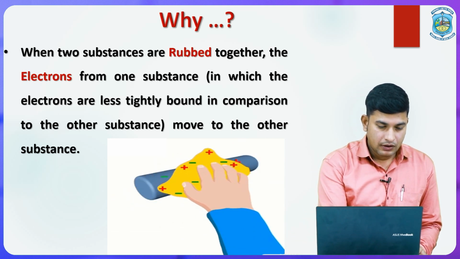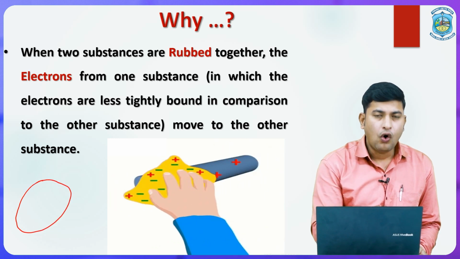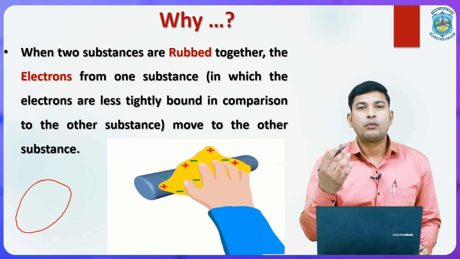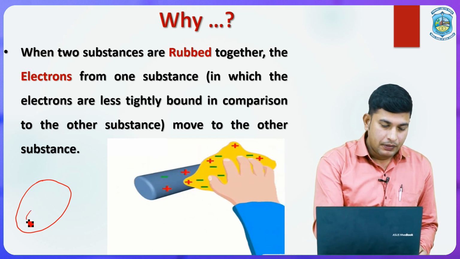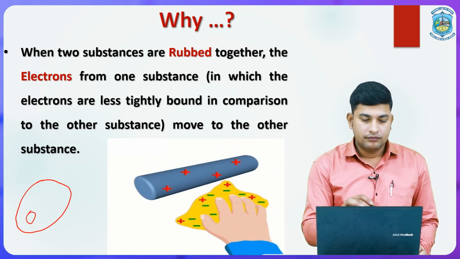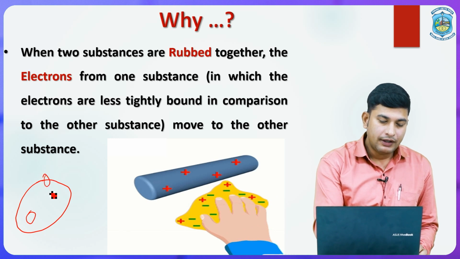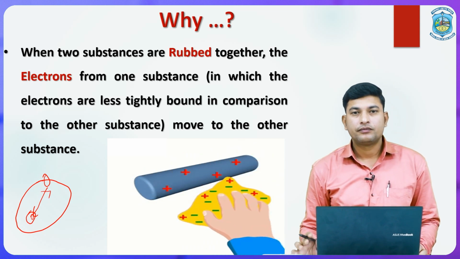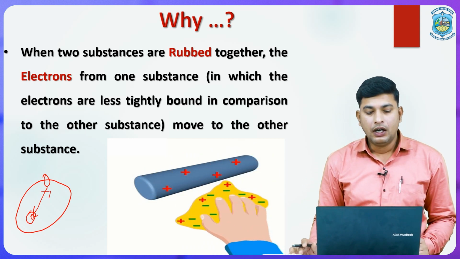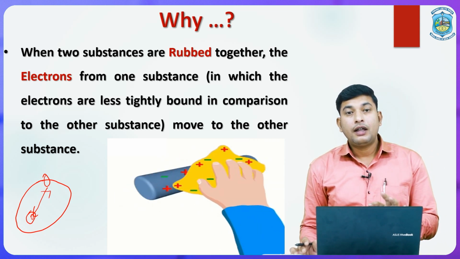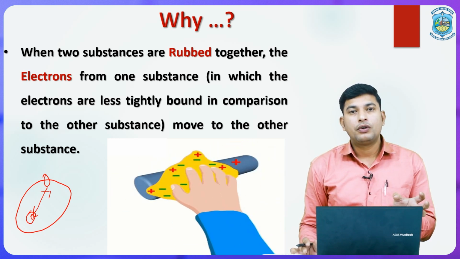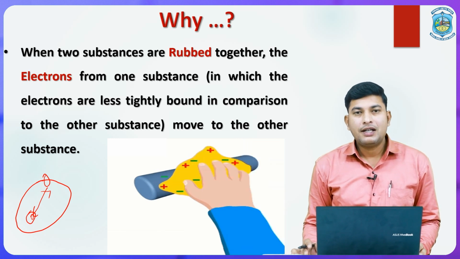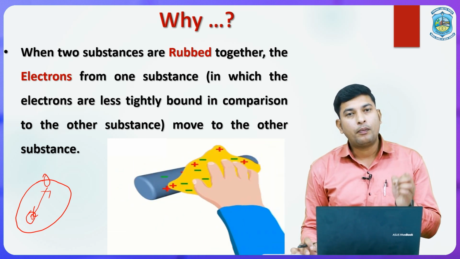See, this is the outermost orbit, and it is bound to the nucleus there. The electrons and protons have an attraction force and continuously revolve there, but the electrons in the outermost orbit are least bound to the nucleus, and also some materials have loosely bound electrons.